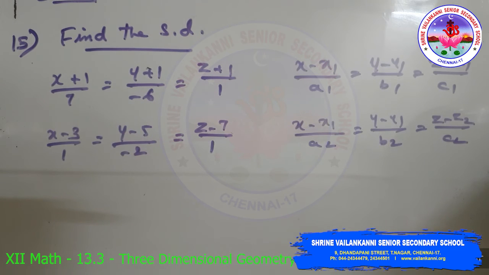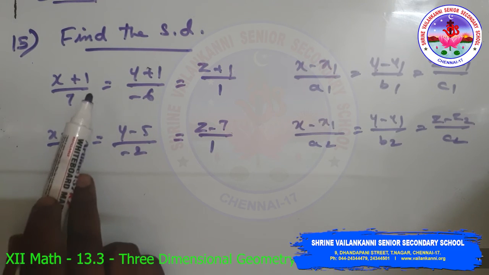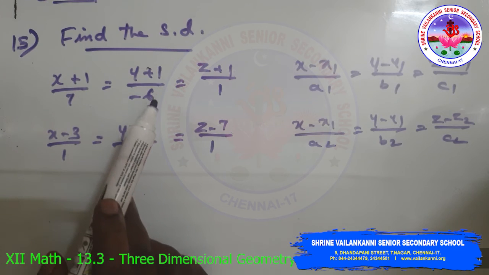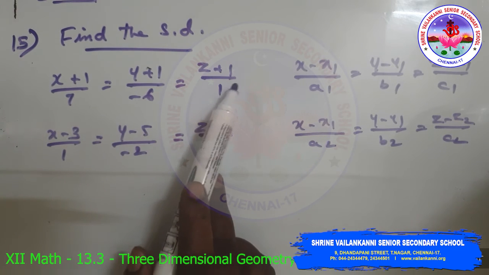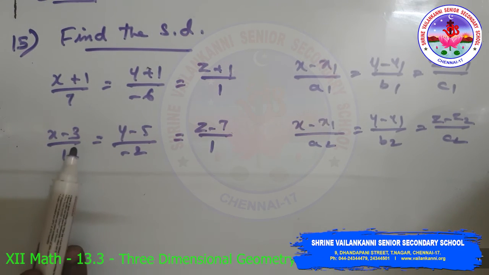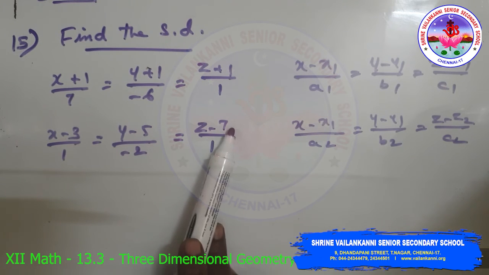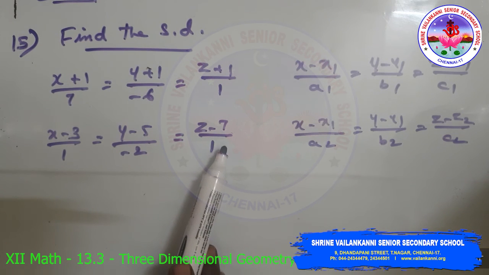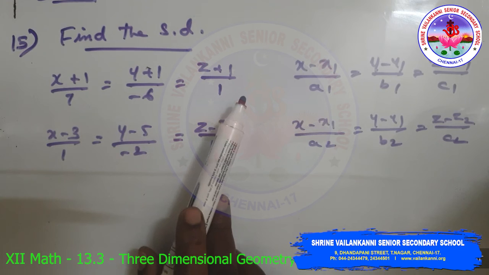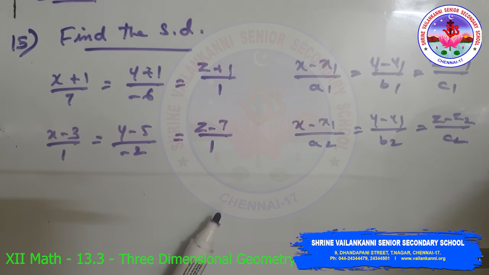15th question. Find the shortest distance between the lines (x + 1)/7 = (y + 1)/(−6) = (z + 1)/1 and (x − 3)/1 = (y − 5)/(−2) = (z − 7)/1. So using the Cartesian form we are going to find the shortest distance between two lines.